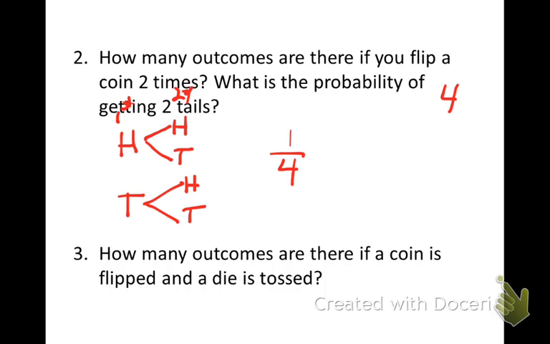How many outcomes are there if a coin is flipped and a die is tossed? Well, a coin is flipped, how many outcomes? 2. If you roll a normal die, how many outcomes are there? 6. So how many total outcomes would there be? 12. So that's just finding the outcomes. It didn't say to list them or anything on that one.